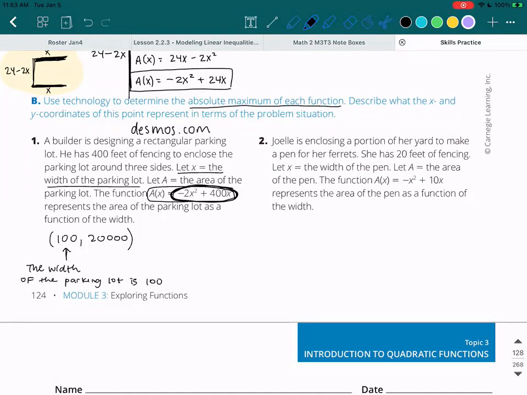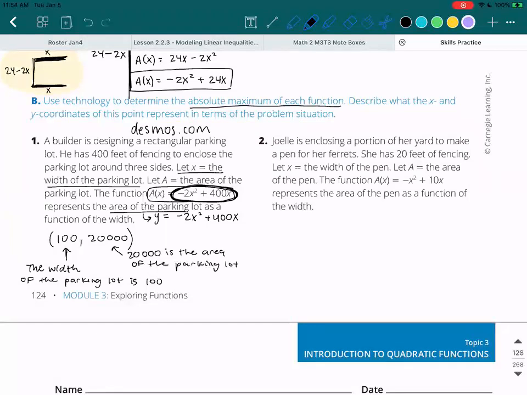Now, as for the y value, they don't tell us what the y value is. But remember, in an equation, this A of x is equal to negative 2x squared plus 400x. That's our equation. Really, that tells us y is equal to negative 2x squared plus 400x. So the A and the y are the same thing. So if A of x represents the area of the parking lot, then y is the area of the parking lot. So 20,000 is the area of the parking lot.